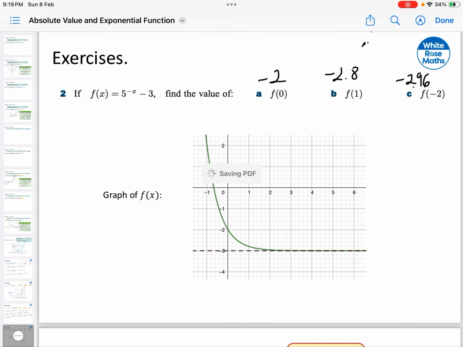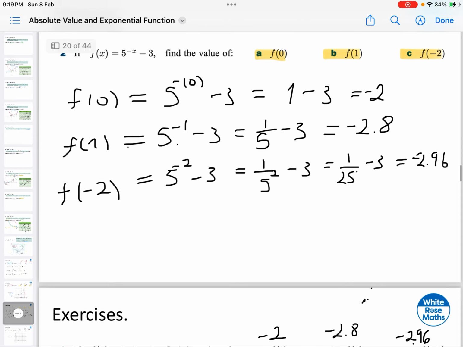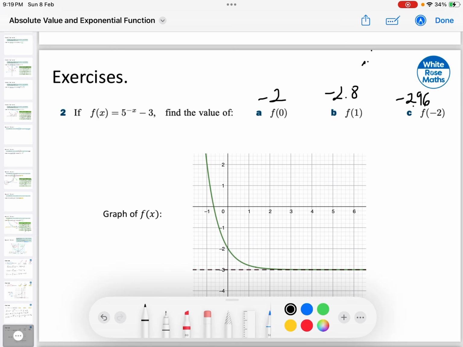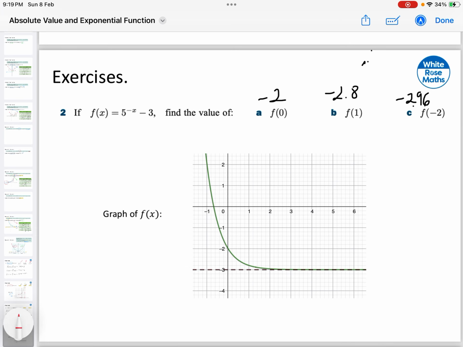Okay, so those are the answers. Negative 2, negative 2.8, and negative 2.96. Perfect. So let's check that the 3 points that we've just found are exactly the ones that we have on the graph. Remember the graph? You should be able to draw the graph by using your graphic calculator. So very quickly, let's see if this works.